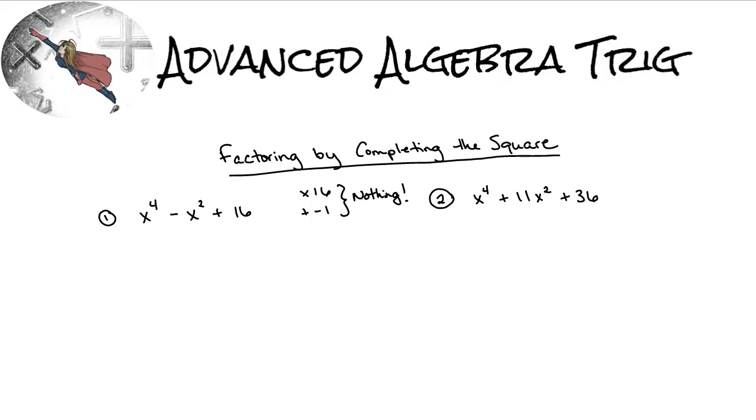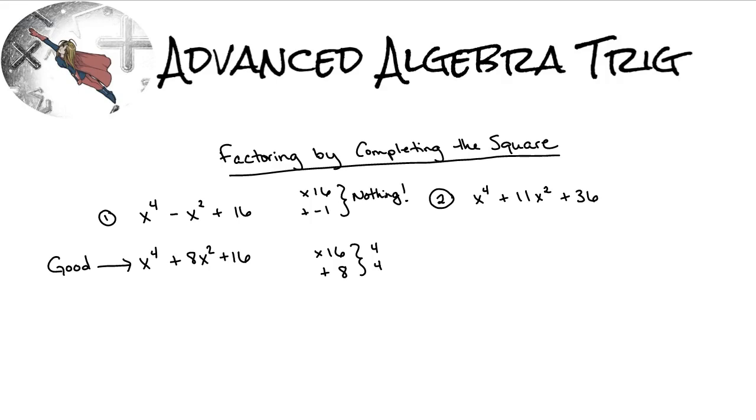But if we make the middle a nice number, then we could factor. Now here's the thing about this. If the middle was, let's say, plus 8x squared, okay, if it was, this would be great, because it multiplies to 16 and adds up to 8, 4 and 4 would work really well.